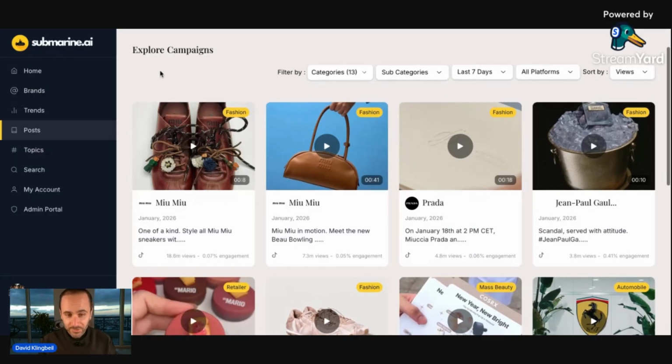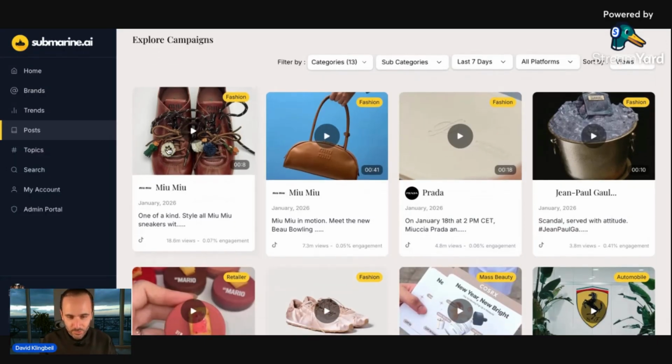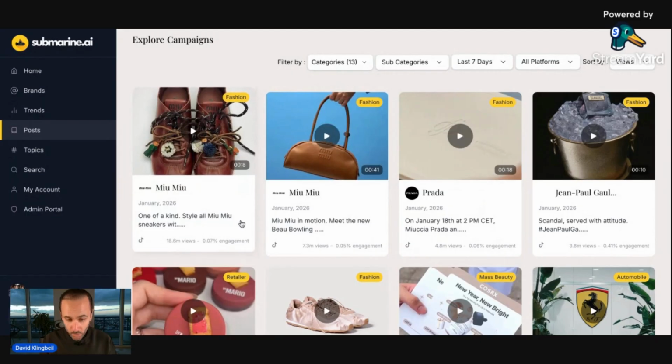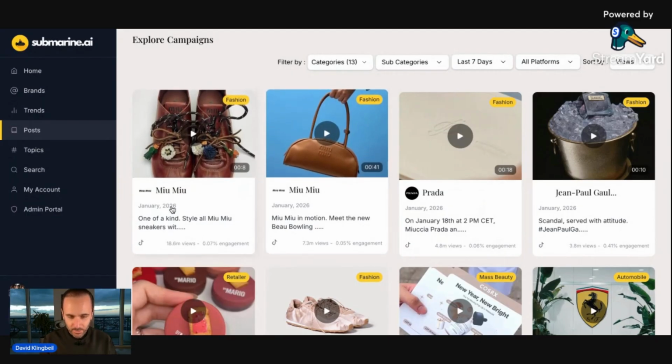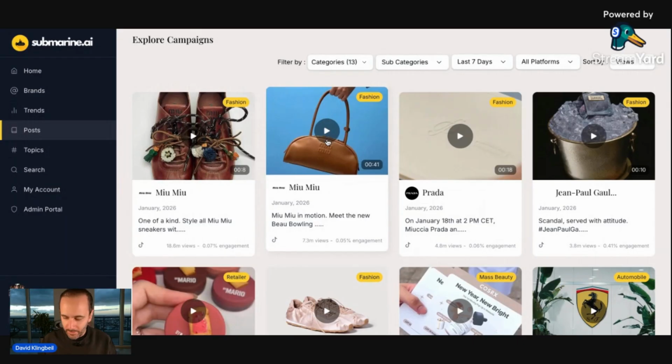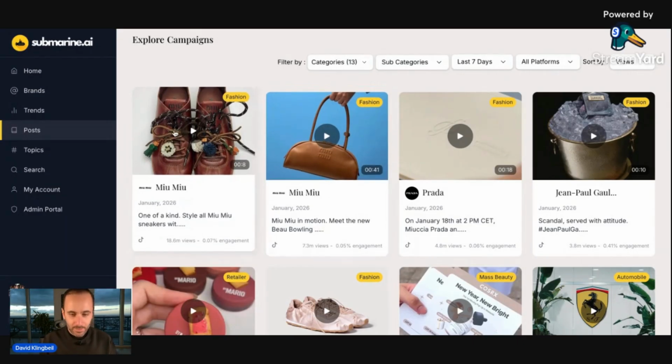So here, the first thing that comes to mind is, of course, number 1 and number 2, Miu Miu. So here we have 2 videos. Those are TikTok videos published over the last 7 days from Miu Miu. One for their sneakers, another one for their handbags. One that's very short, 8 seconds, and the other one, 41 seconds, a bit longer campaign. And here I'm going to click on the shoes video in order to watch the video and maybe see if there's anything I can learn.